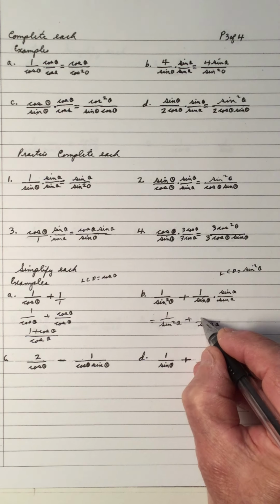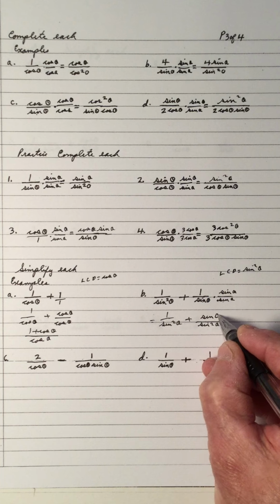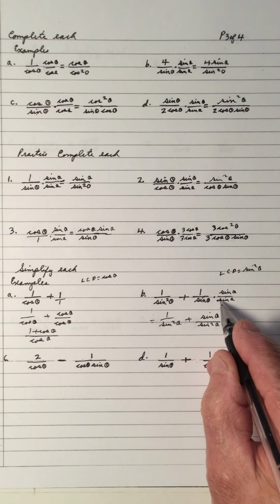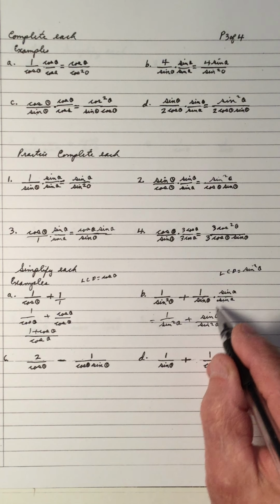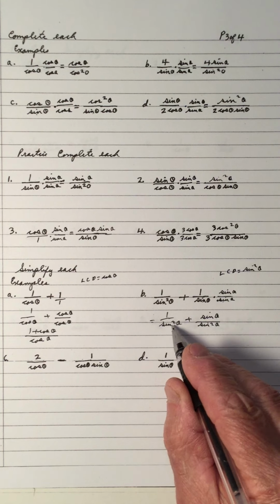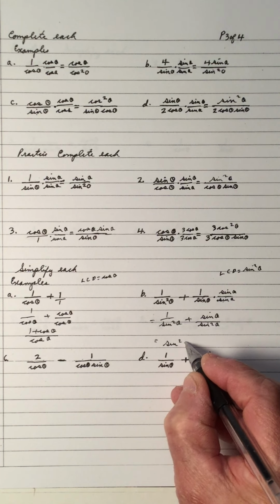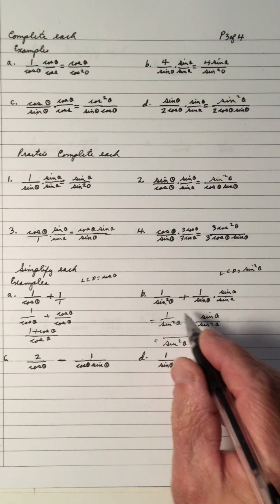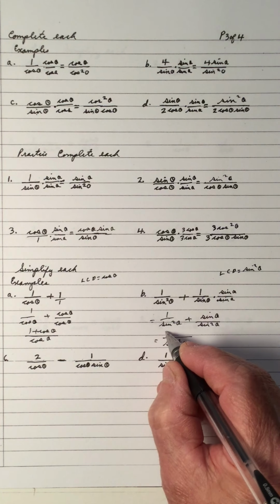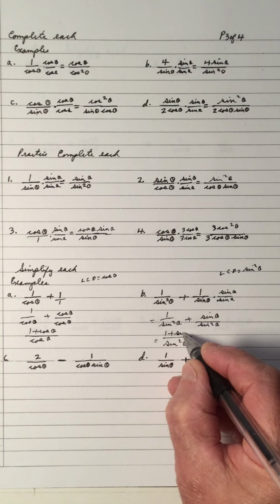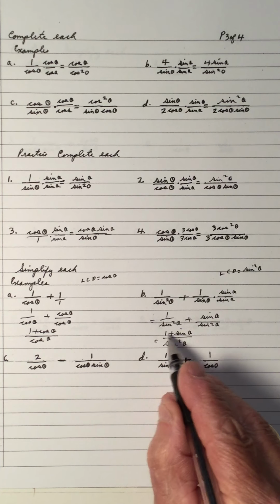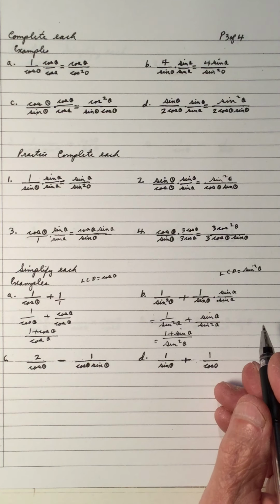And 1 times sine is sine. So notice now, multiplying by sine theta over sine theta gives us the same denominator for both of these. The common denominator is sine squared theta. And we add 1 plus sine theta. We cannot combine these because they're not like terms.